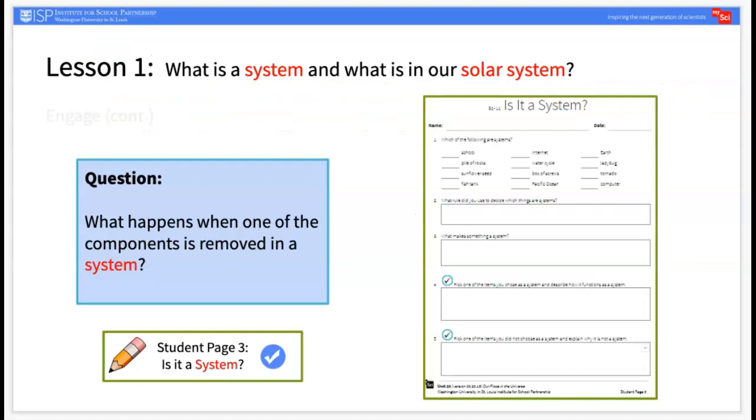They will also consider what happens when one of the components of a system is removed. If a component is removed from a system, the system would be changed. For example, if students are removed from a school system, it will no longer function as it was intended to.